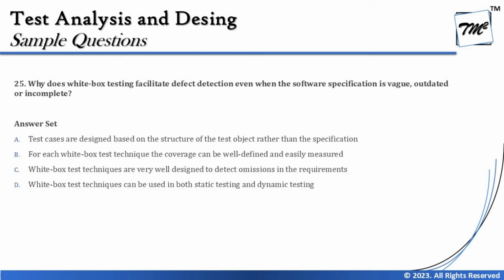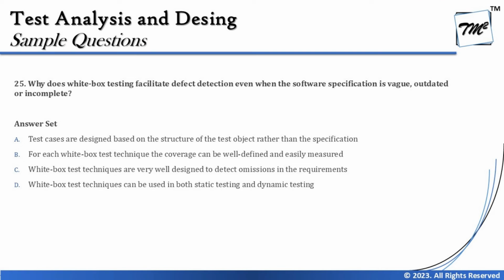But at the same time, it also has drawbacks, like if the code is not at all implemented, then it would be a bigger challenge as well, right? So let's start looking at the options, what they are trying to say. Option A says test cases are designed based on the structure of the test object rather than the specification. Indeed, when specifications are vague, of course, I cannot apply black box test technique. So white box test techniques are dependent on the structure and the code as a basis. So it looks like a pretty much correct statement.